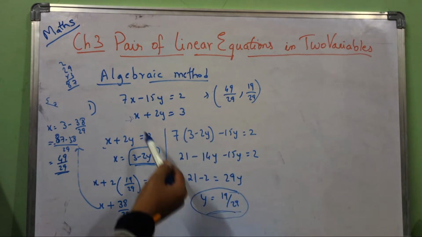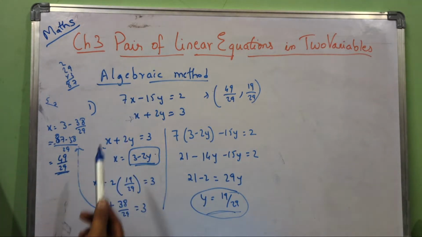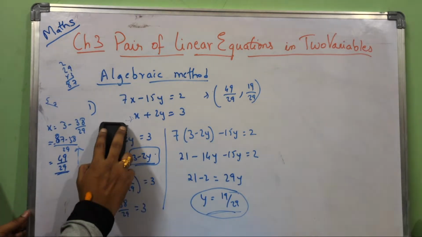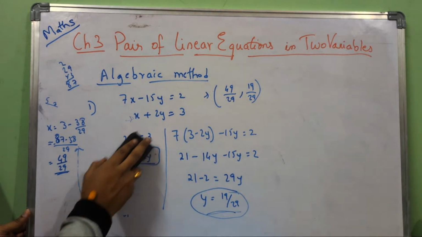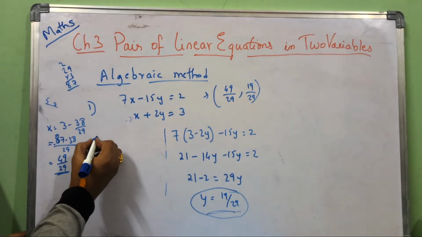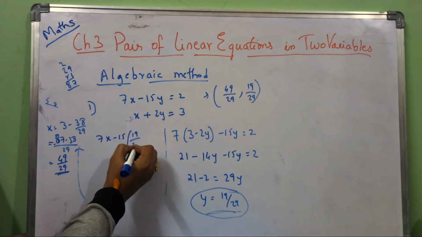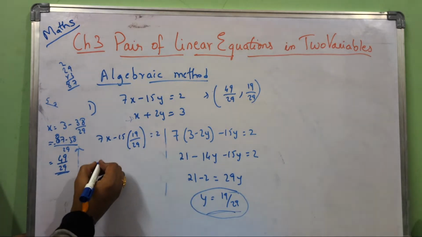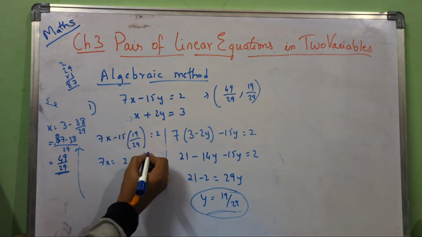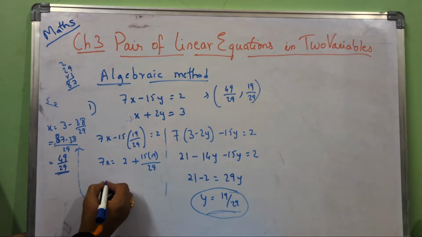After getting the y value, you can use any of the equations. The same way I used the second equation to get the value, and I will also solve using the first equation to clarify that we can use any equation. I'll substitute the y value in the first equation and show you how we get the value. 7x minus 15 times y, which is 19 by 29, equals 2. So 7x becomes 2 plus, moving to the right side, 15 into 19 by 29. As you can clearly understand, the calculation is a bit tougher compared to the earlier one.